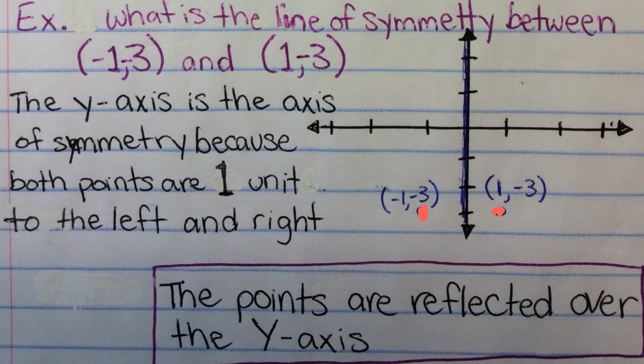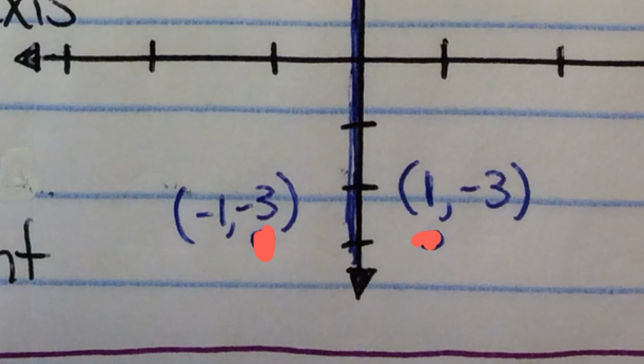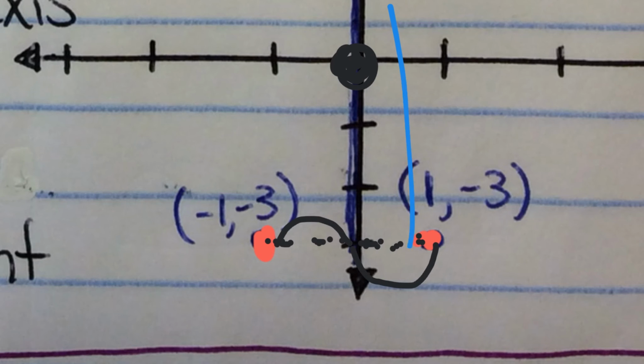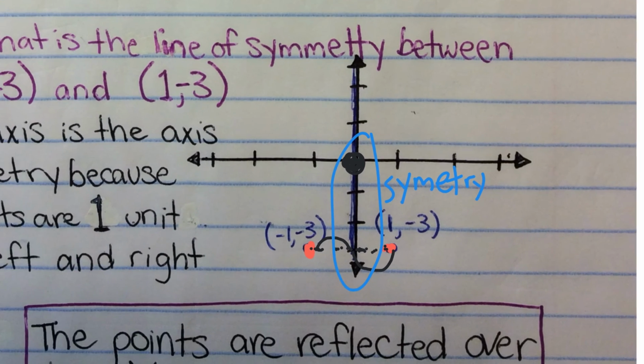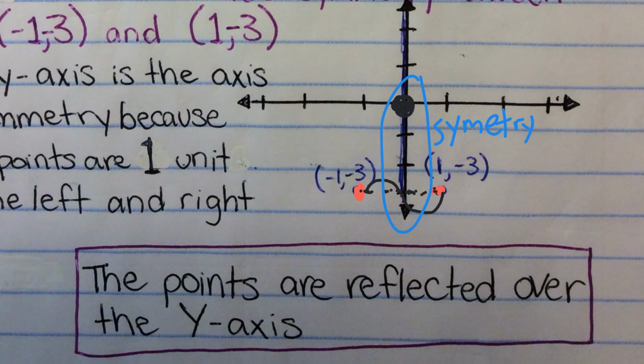Remember, in order to get these 2 points, we had to move 1 unit from our origin. If our origin is in the middle, the negative 1 moves 1 unit to the left, positive 1 moves 1 unit to the right. So they are the same distance from the y-axis, which means the y-axis is our line of symmetry because they are equidistant from that line. That is what we have here in the answer: the points are reflected over the y-axis.